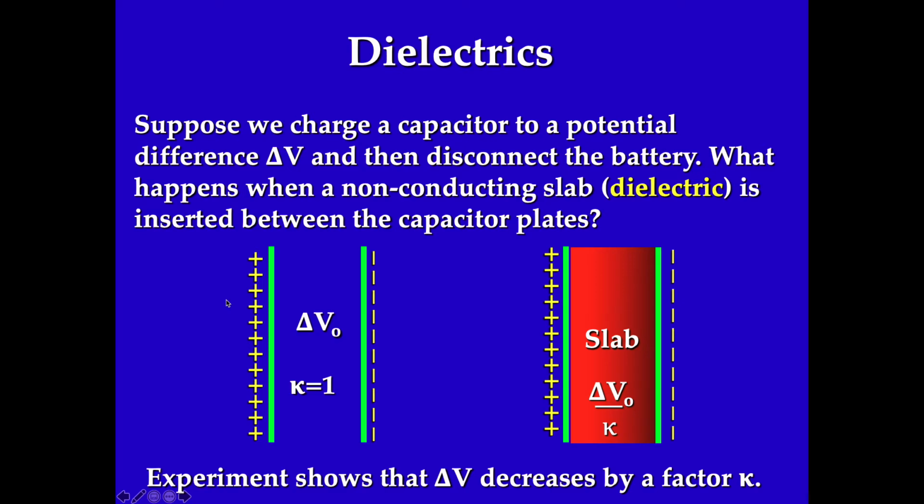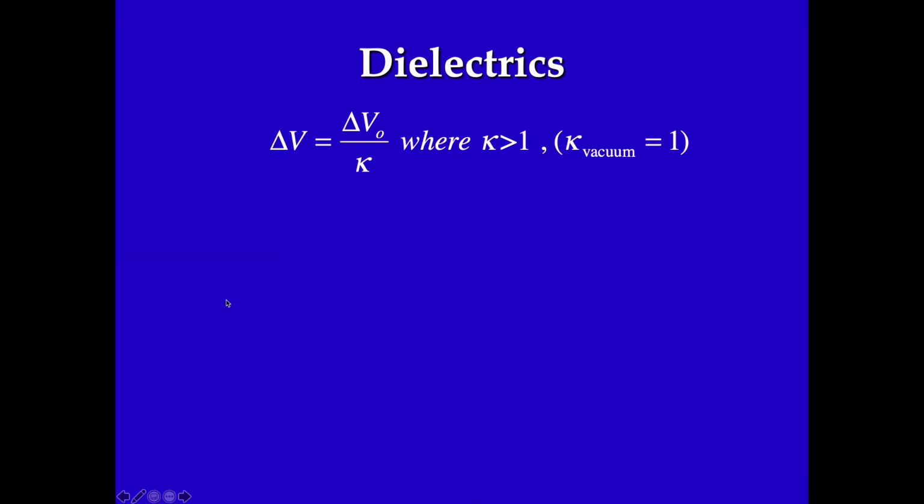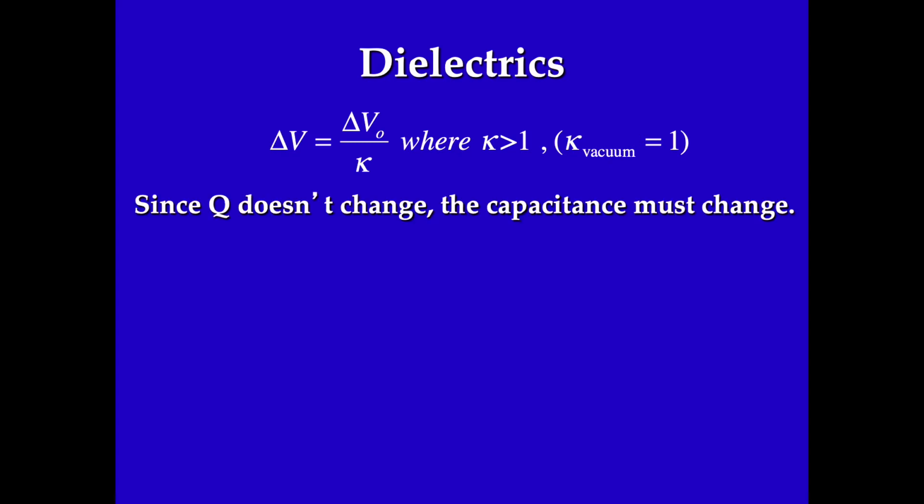So what does this mean? Well, if V by experiment reduces by a factor kappa, where kappa is a number bigger than 1, and kappa equals 1 for a vacuum, and Q doesn't change, and you know that Q is C delta V, that has to mean the capacitance increases by that factor. It increases by the factor kappa.